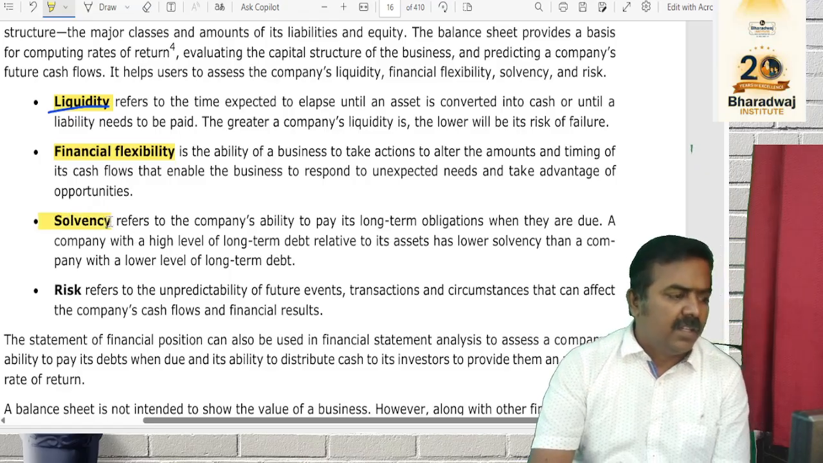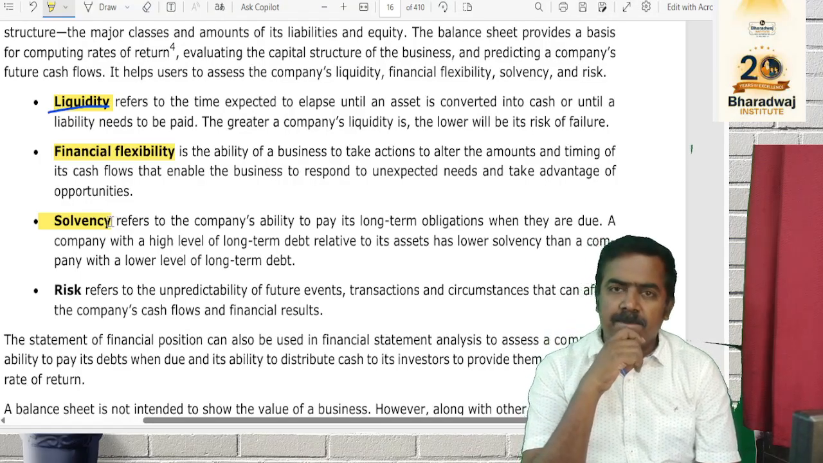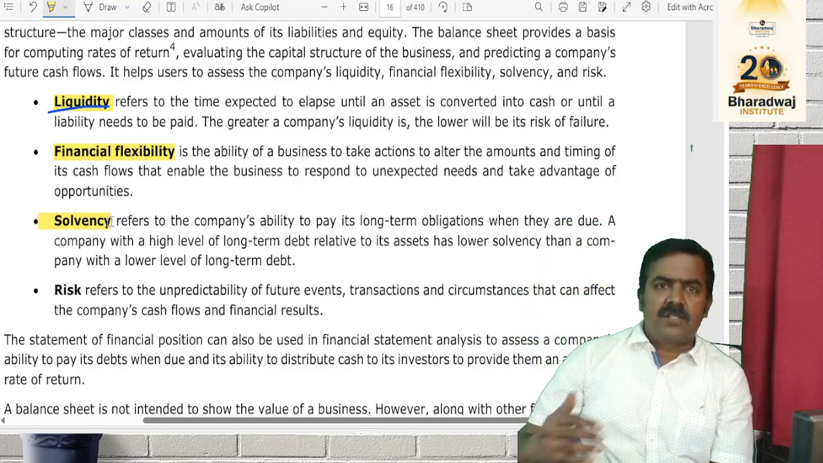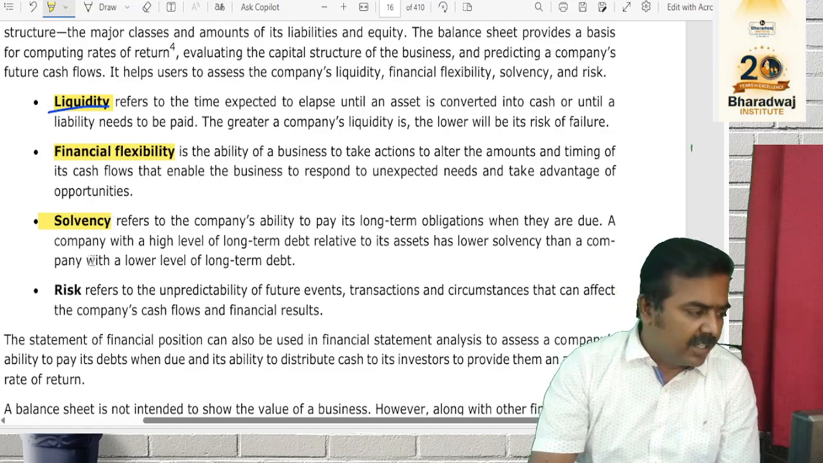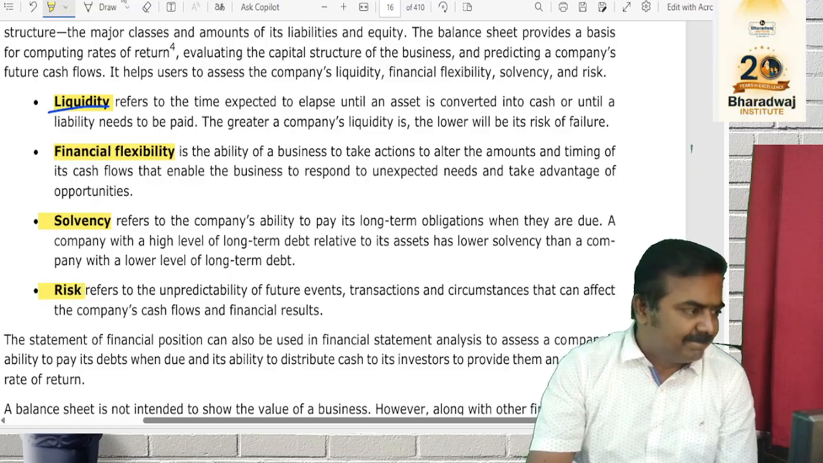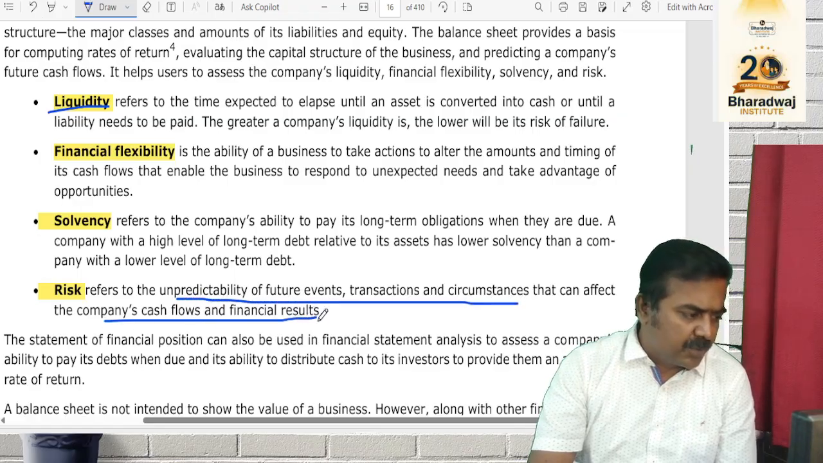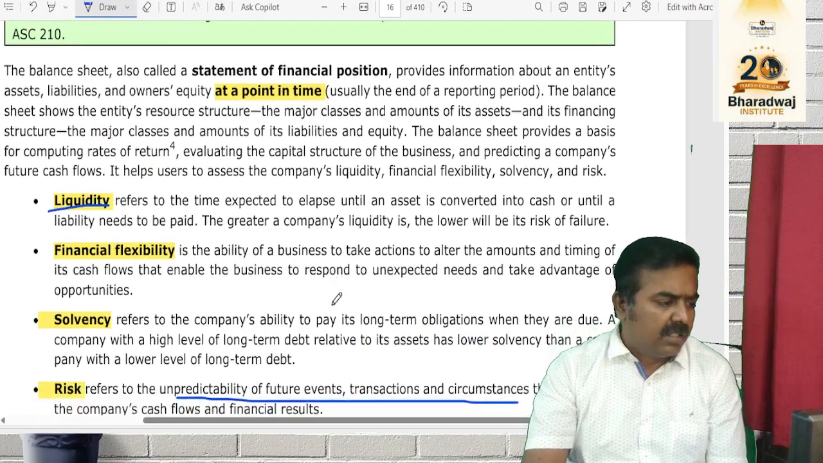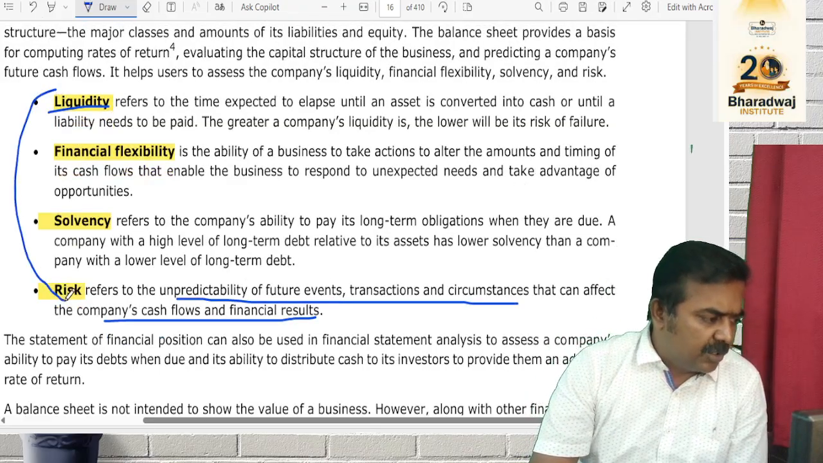Solvency means whether the company will be able to pay the long-term obligations. Clear? You are having assets, you are having long-term liabilities. Will you be able to repay? What is the next one? Risk. Unpredictability of future events, transactions, circumstances that can affect the company's cash flows and financial results, that can be tested by analyzing your balance sheet.